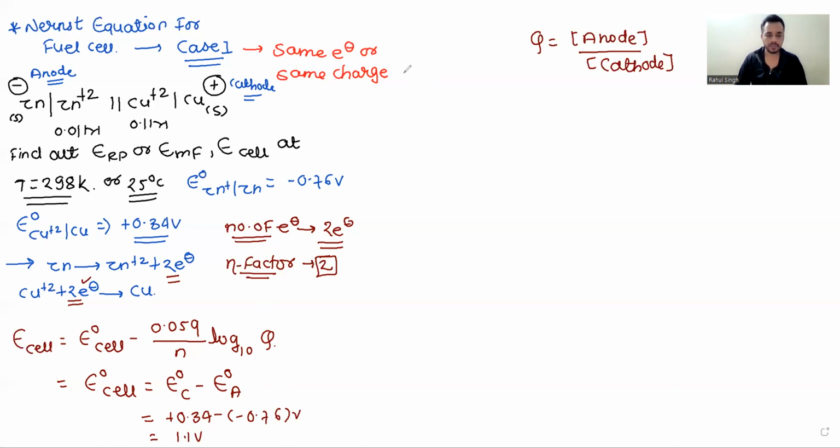Let's talk about Q now. Let's calculate the Q also. What is the concentration? This is concentration C1 upon C2. So the concentration will be 0.01 divided by 0.1. After calculation, we get 1 upon 10 over here. So this is simplified now. Let's put the values and get the answer.